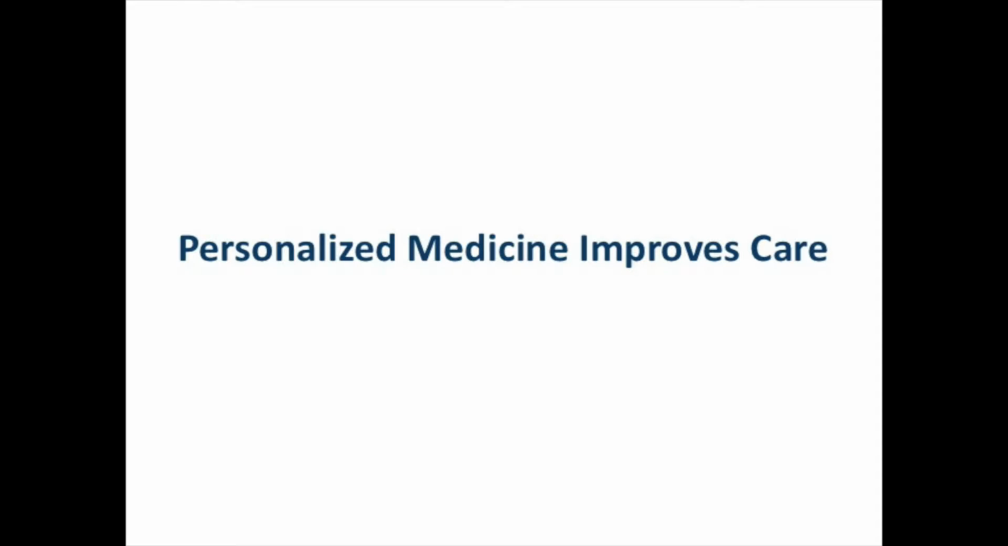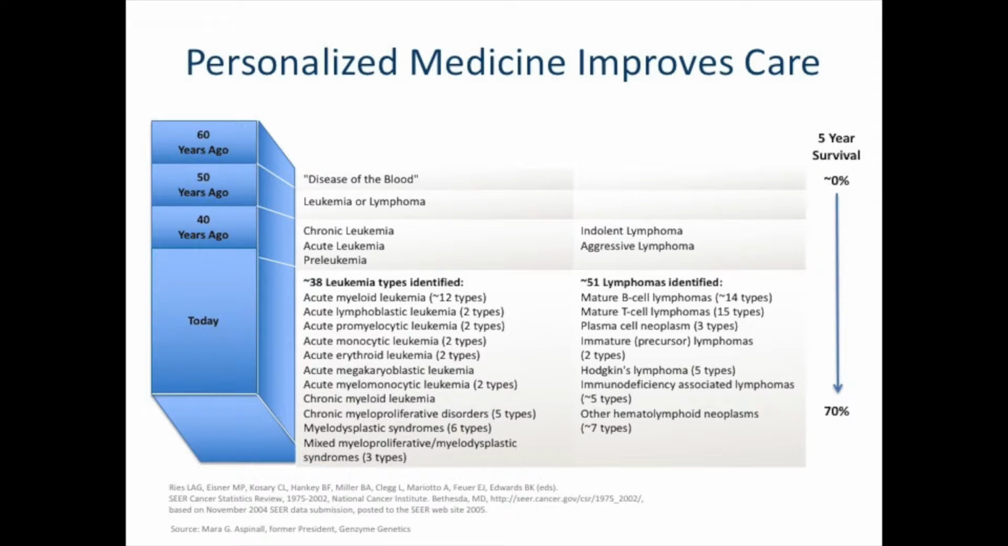So as I said, personalized medicine improves care. So this is my second favorite slide. The first one was the Hippocrates quote, and this is my second favorite. This shows how personalized medicine works. Whereas once upon a time, we referred to diseases of the blood 60 years ago, not that long ago in human history, after World War II, the 5-year survival rate was 0. But when we could molecularly define leukemia and lymphoma, and diagnose it accurately, we improved the 5-year survival rate of what was called diseases of the blood to 70% in the current era. So that's how personalized medicine actually works.